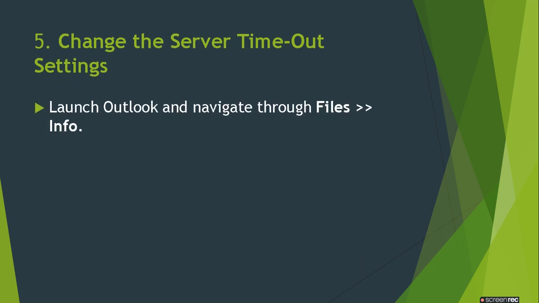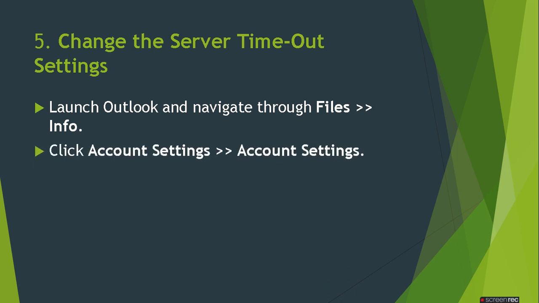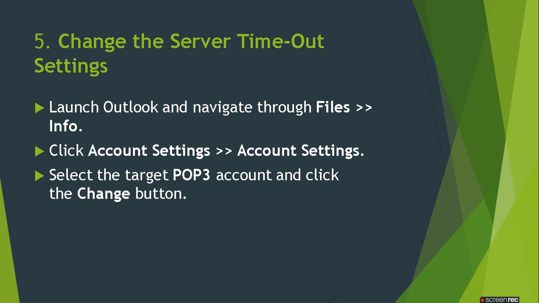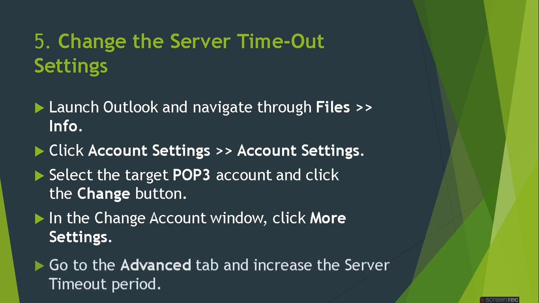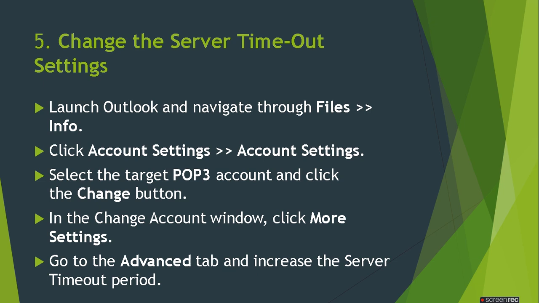To do this, first launch your Outlook and navigate to File and Info. Then click on Account Settings. Choose the POP3 account and click the Change button. In the Change window, click More Settings. Go to the Advanced tab and increase the server timeout period.